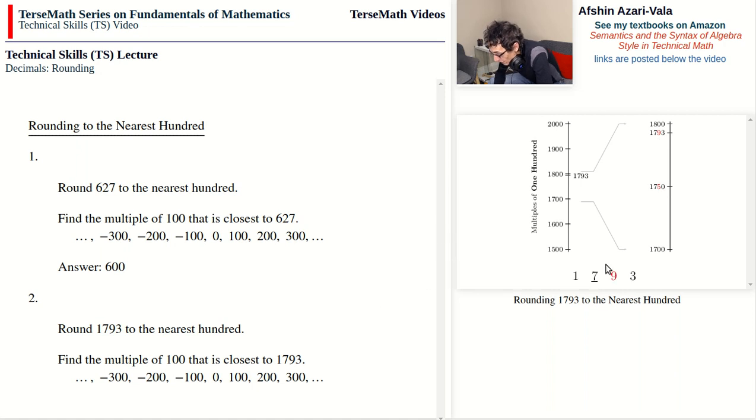Now without a diagram, we would reason like this. We are rounding to the nearest 100. We take a look at one digit that follows, and if it's more than 5, we are above the halfway point. 7 goes up by 1, and we get 1800.